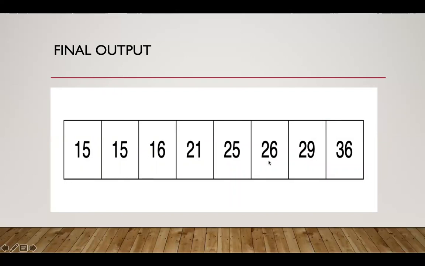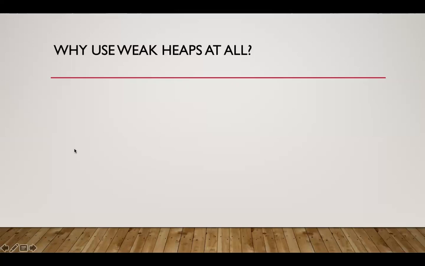So this is your sorted array. As you can see, 36 is the largest, which was sorted initially, and then 29, and it goes on like this. So why do we use weak heaps at all?